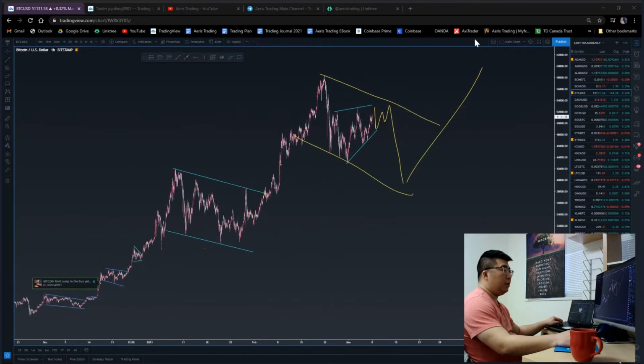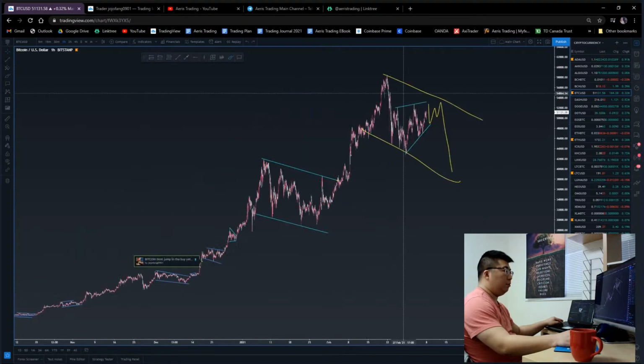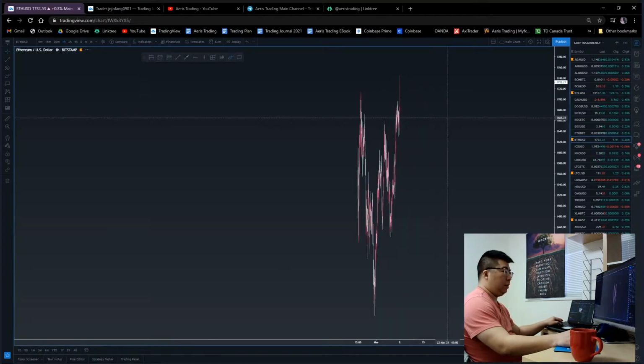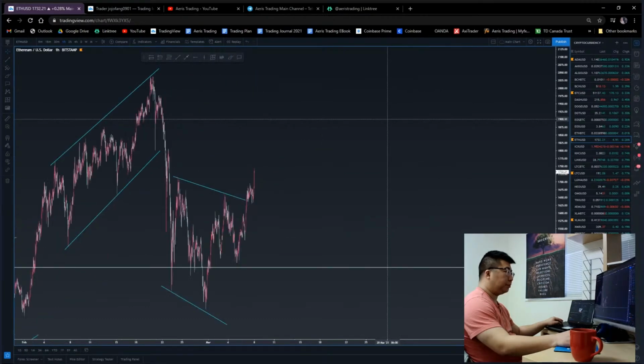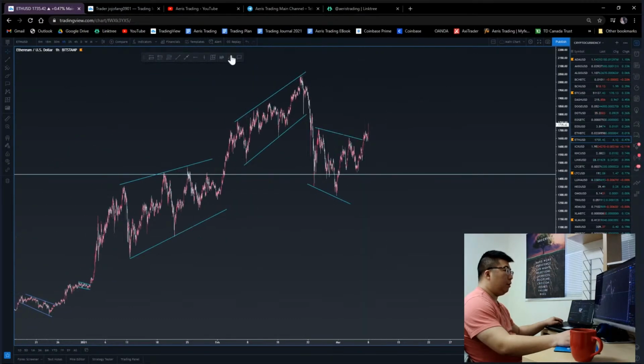Okay, so that is a few others that everyone's looking at. I'll talk about Ethereum really quick. So is Ethereum going to go up? Same idea here, right? I'm not seeing that yet.